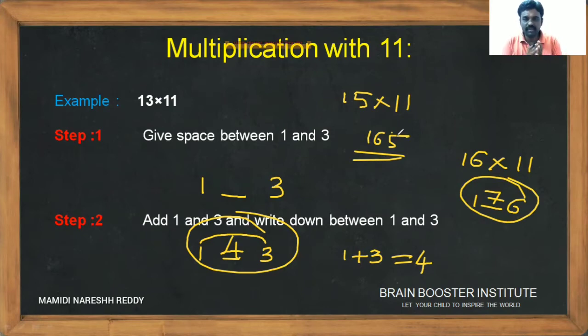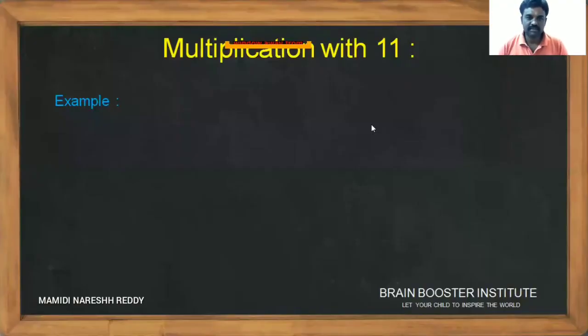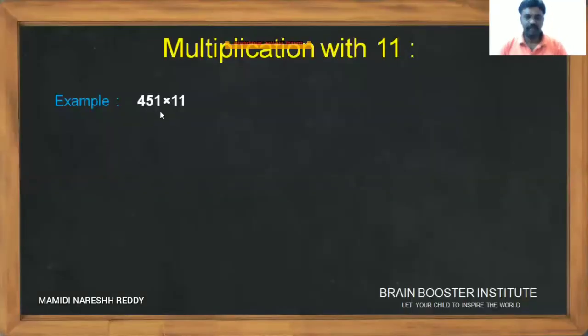Okay, let's go with some large problems now. Let's just increase the number of digits now. So the three digit number I have given is 451 into 11. This three digit number with the two digit number makes a four digit product.